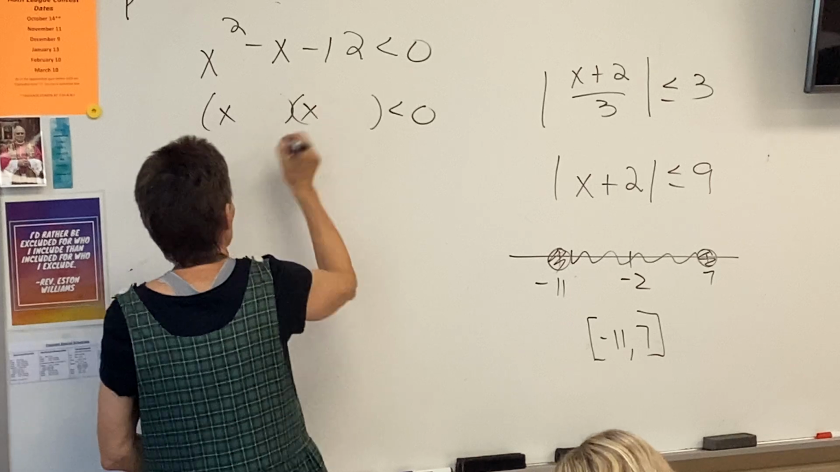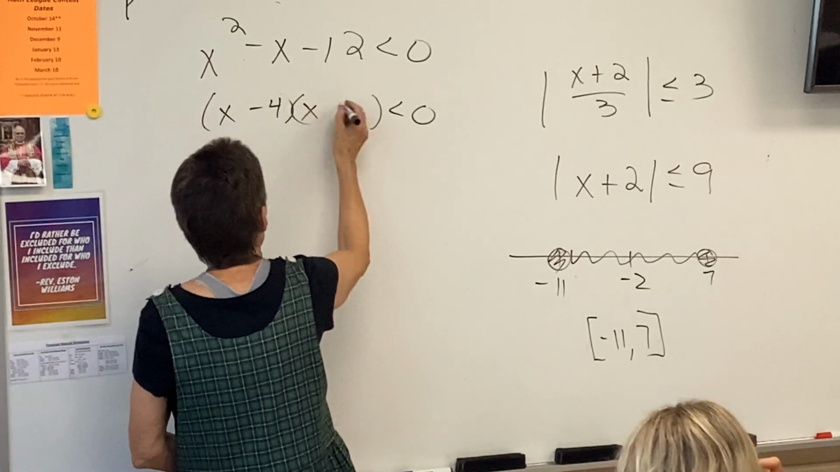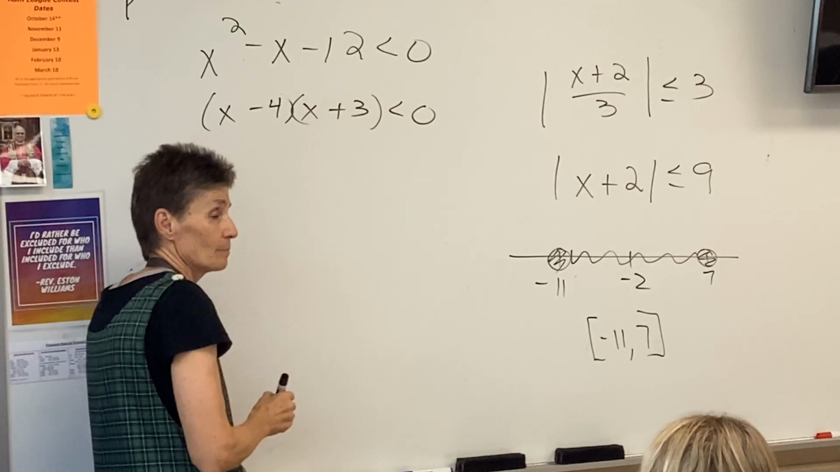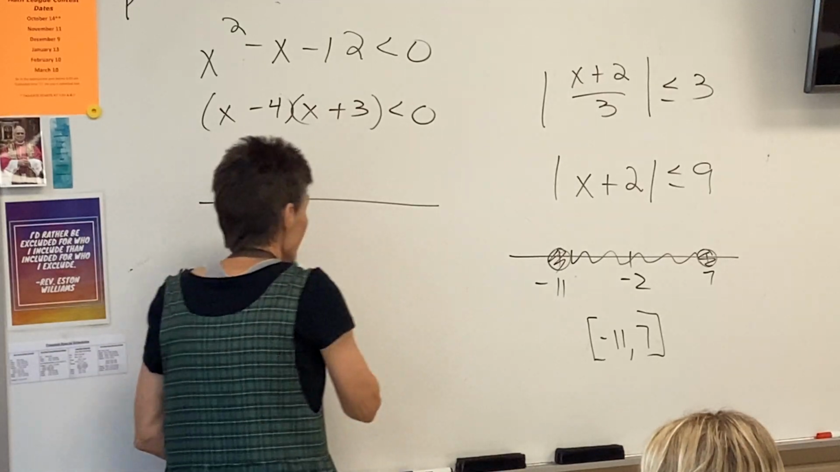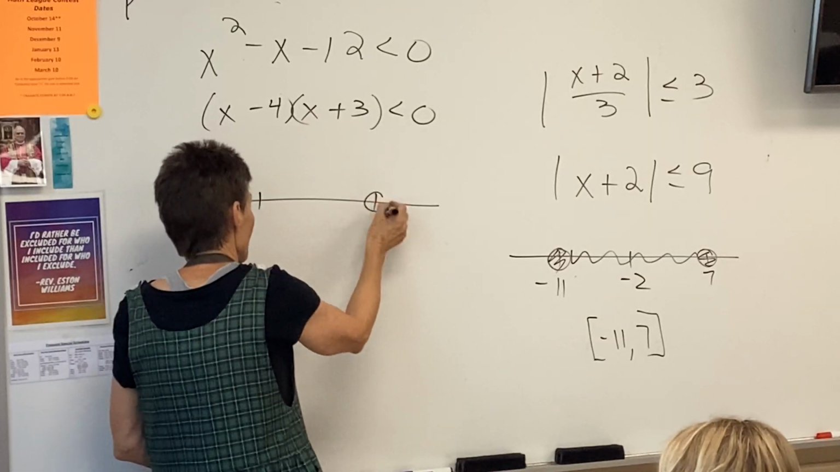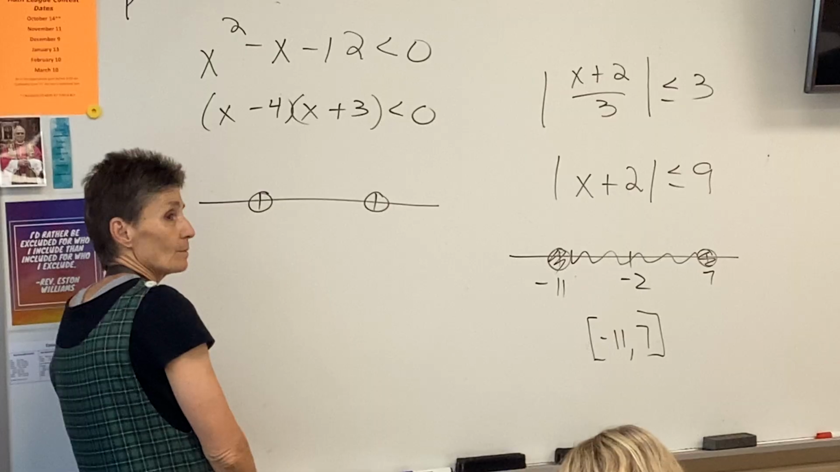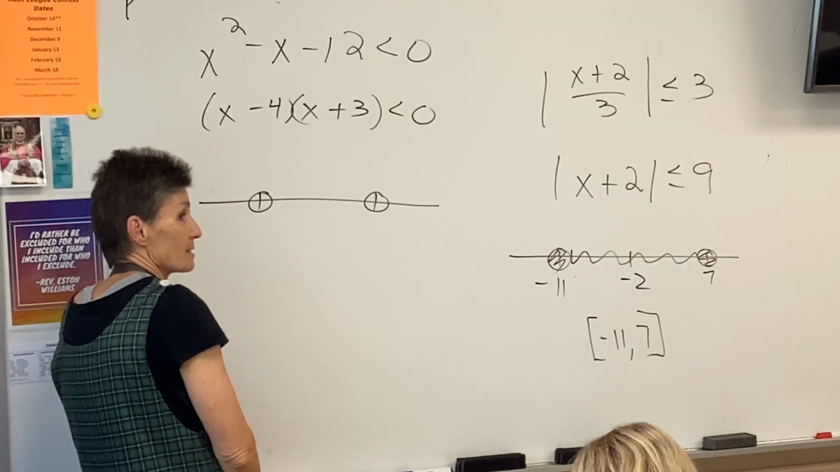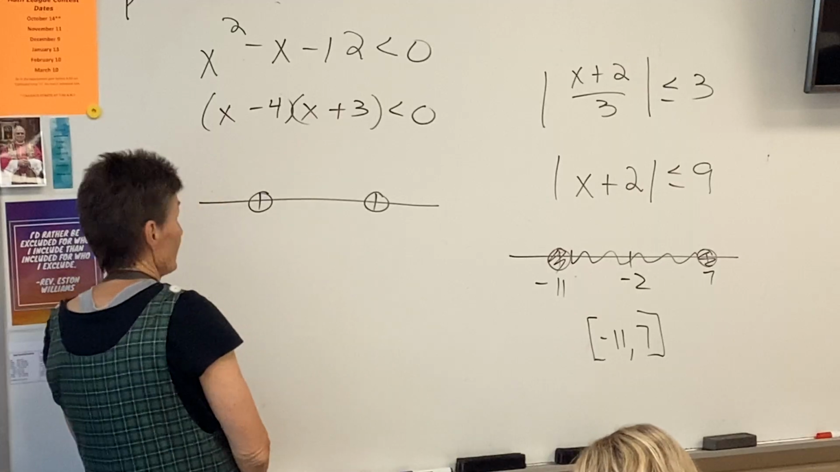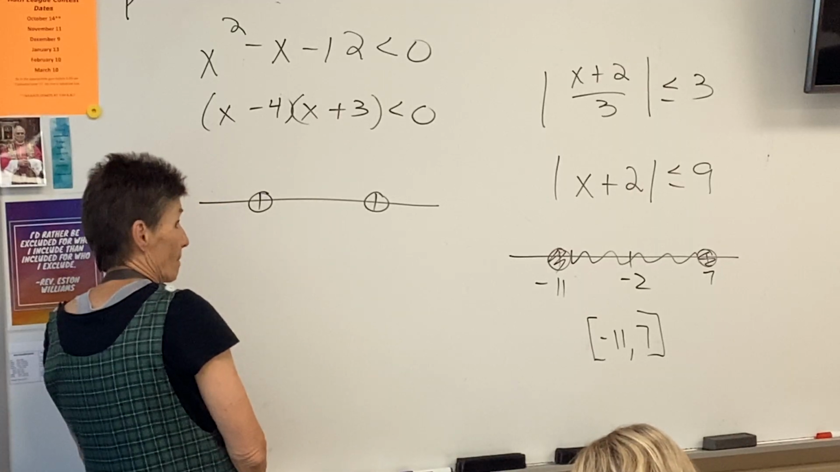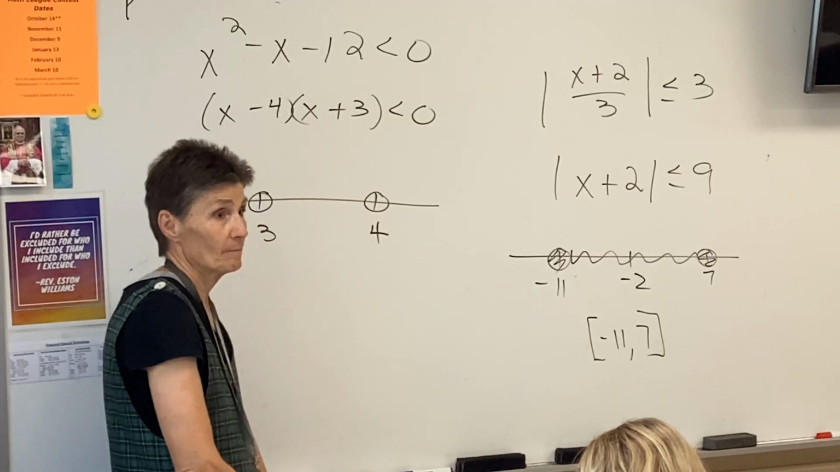How does it factor? -4 plus 3. And then I'm going to draw my number line, and I'm going to have 2 dots on my number line. Right? And those dots will be open. And where will they be? At -3 and 4. Yes, indeed.